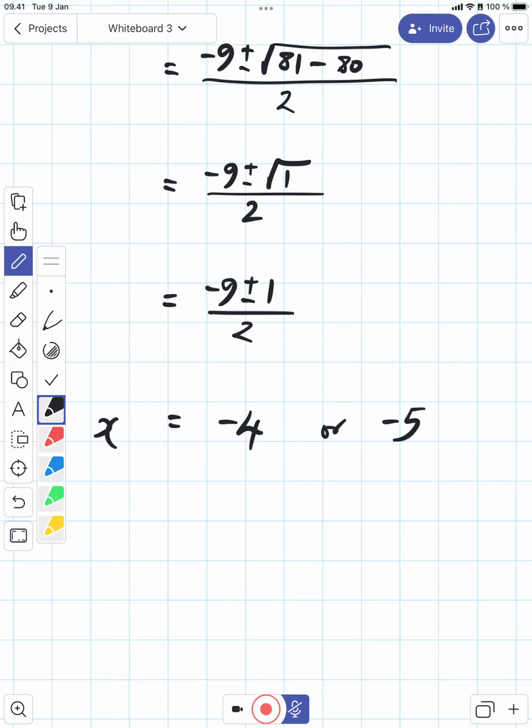So x equals minus 4 or minus 5. Job done.